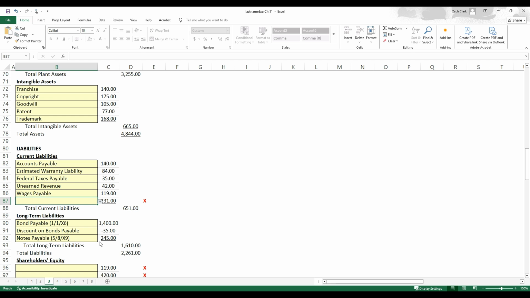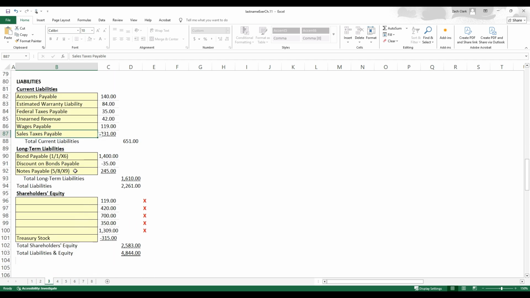One more. Not seeing those. Sales tax payable? Oh, yeah. Okay. We had federal taxes and a sales tax payable amount there. And we know that this is not premium on bond payable because it is a negative amount in the balance there.